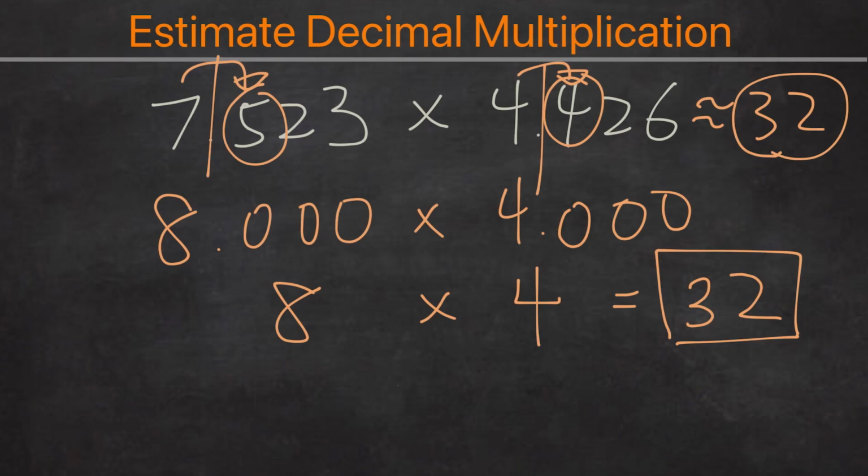So estimated decimal multiplication is to round each of the decimals to the nearest whole number. And make sure you know the rule of rounding: anything 4 or less, let it rest. Anything 5 or more, raise the score.